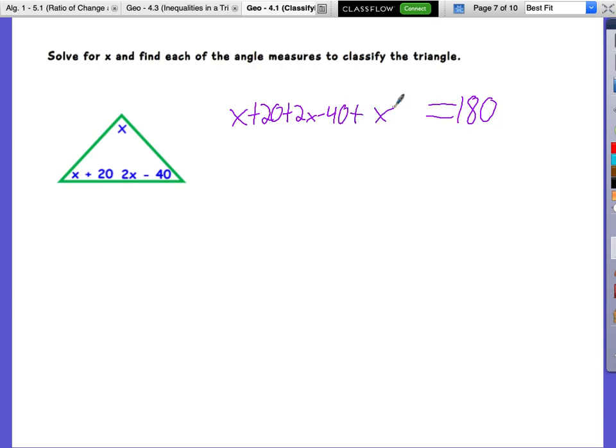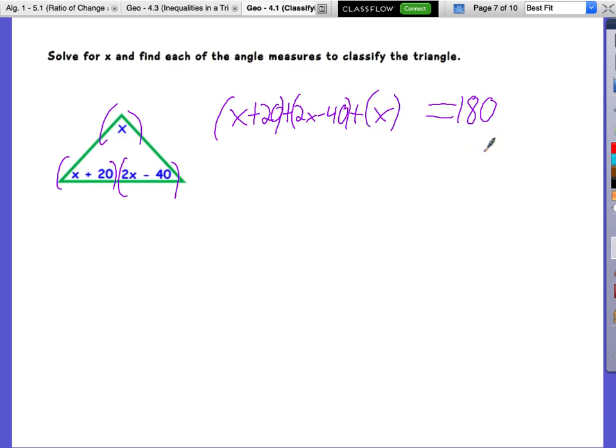Kylie, where did you get those three things from? From the triangle. They're each angle of the triangle. All three angles of the triangle add up to 180. So we'll take all three angles of the triangle and add them up to 180. Here's the first angle, this is the second angle, and this is the third angle. And we add them up.